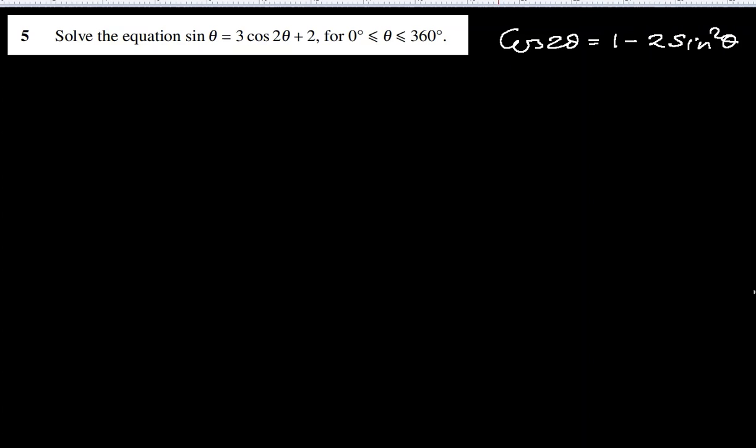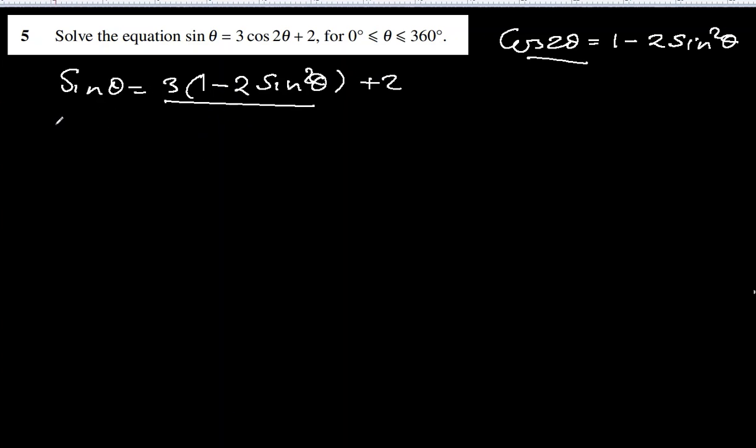and this is that identity. So this is what I'm going to use in this equation. So sine theta remains sine theta, but cos 2 theta becomes 1 minus 2 sine square theta, plus 2. Let's bring everything to the left side. Before that, we'll have to open this. So sine theta equal to 3 minus 6 sine square theta plus 2.